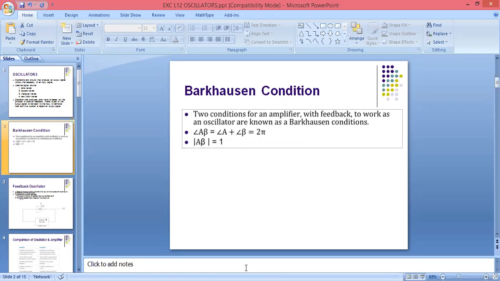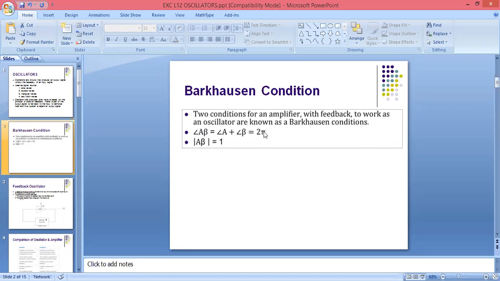What do we have to do? We have to follow these two conditions. So these conditions are here. If you see the angle of A beta, we require that angle to be 2 pi. Angle A is nothing but the value we are giving at the input, and beta is the feedback network. So we can say the feedback network and the input network together will give 360 degrees. 2 pi means a 360 degree phase difference.